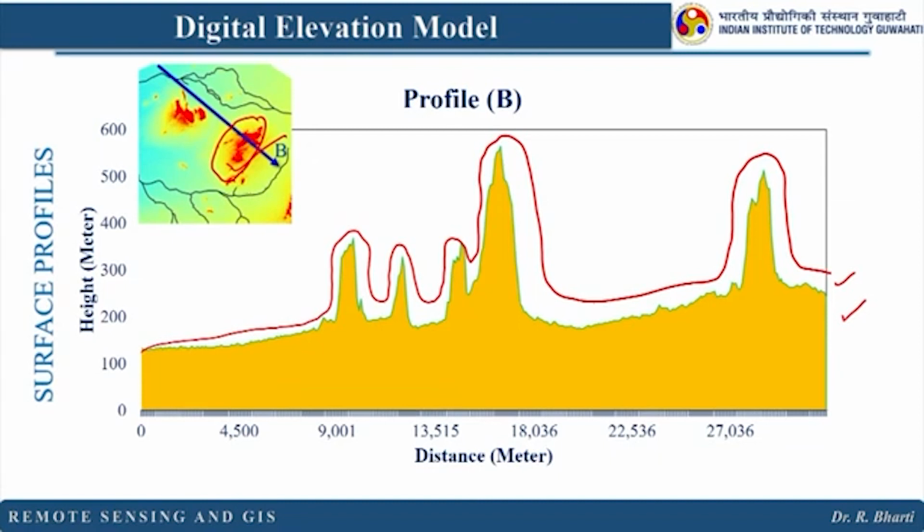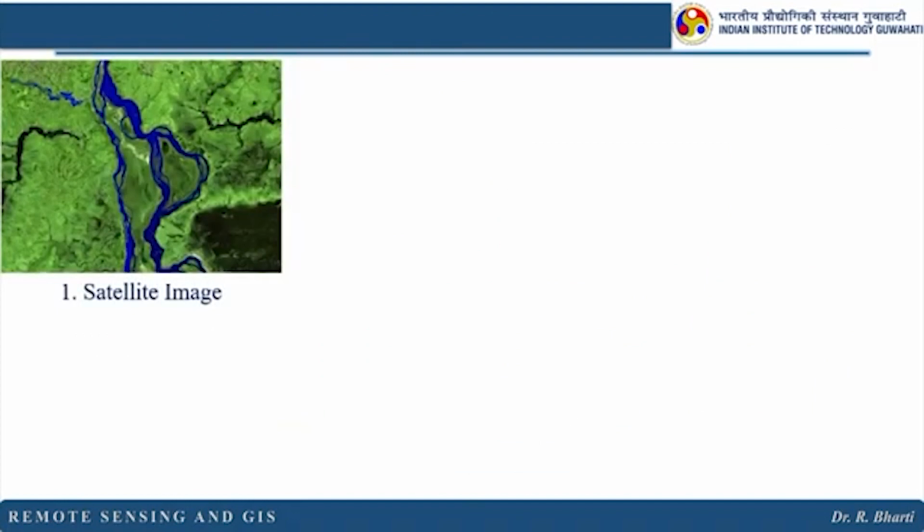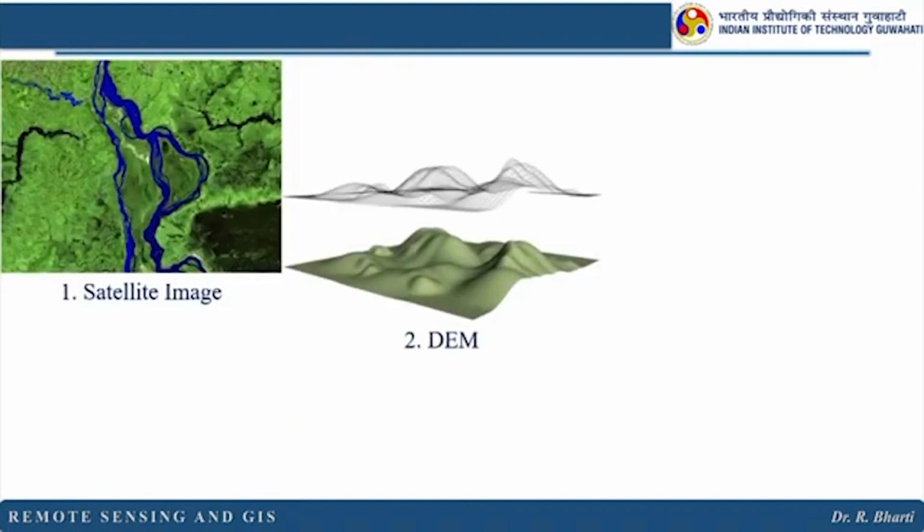And once you have this information, you can merge it with the satellite remote sensing data, doesn't matter whether it is from space or airborne. Then your input data will make more sense and definitely your analysis will be better than the earlier one. So let us see how they appear when you join them with the digital elevation model.